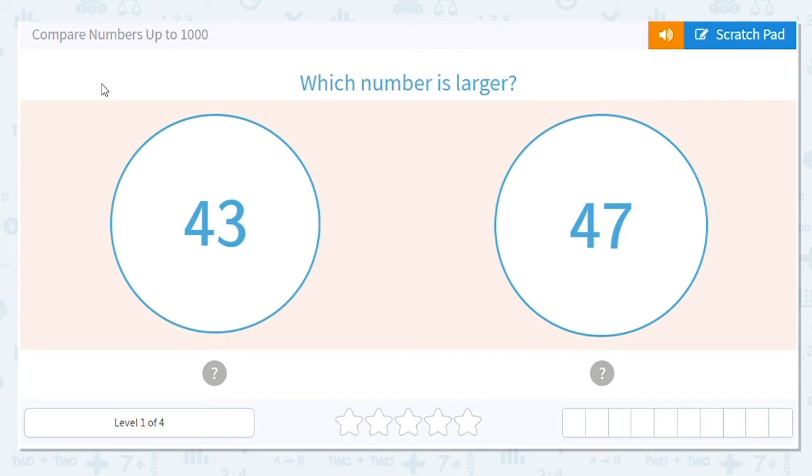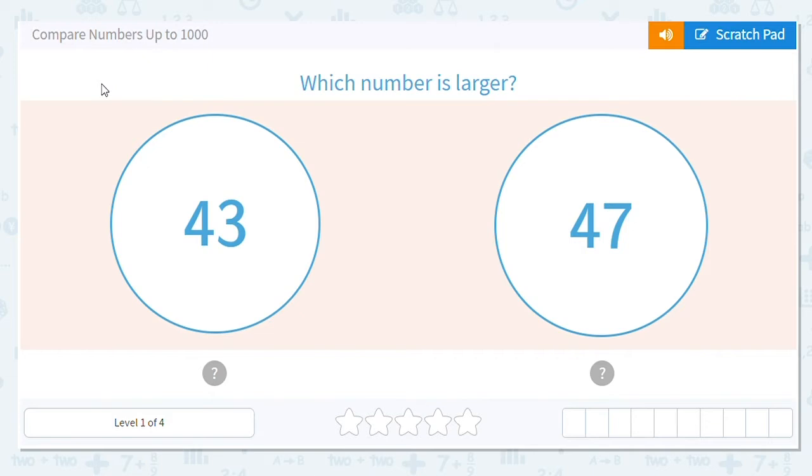All right, let's compare numbers up to 1,000. Comparing numbers might seem like a challenging topic, but it's really not that bad, okay? Now, normally when we write numbers, what do we do? We start in the tens, go to the ones. Same thing when we read numbers, okay? We start in the tens, go to the ones, 43, 47.